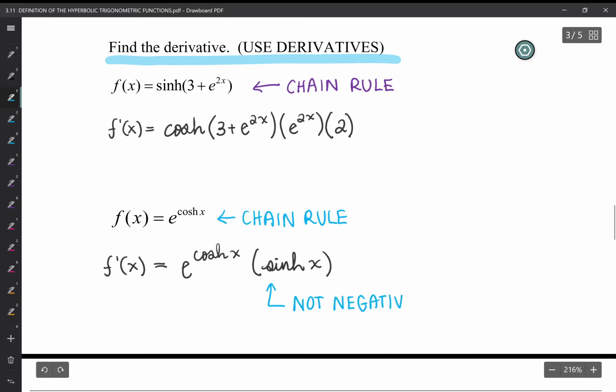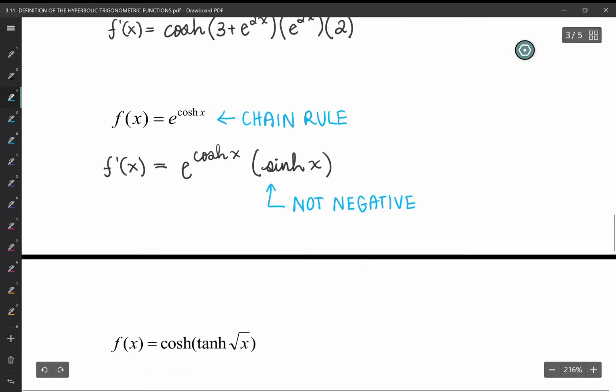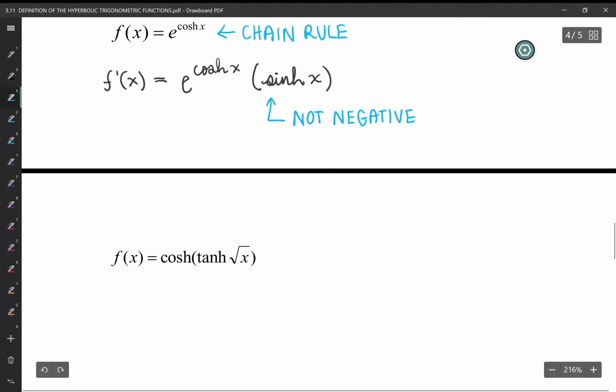Hyperbolic functions are a little different from trig functions. Well, the derivatives are a little different. Hyperbolic functions are a lot different.